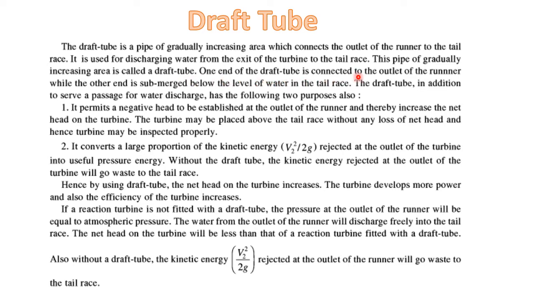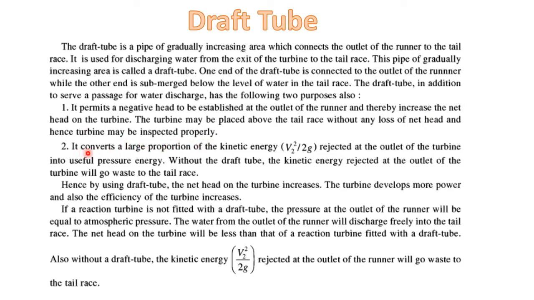One end of the draft tube is connected to the outlet of the runner, while the other end is submerged below the level of the water in the tail race. The draft tube, in addition to serving as a passage for water discharge, has the following two purposes also. First, it permits the negative head to be established at the outlet of the runner and thereby increases the net head on the turbine. The turbine may be placed above the tail race without any loss of net head, and hence the turbine may be inspected properly.